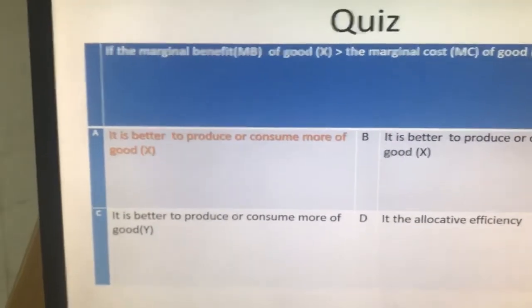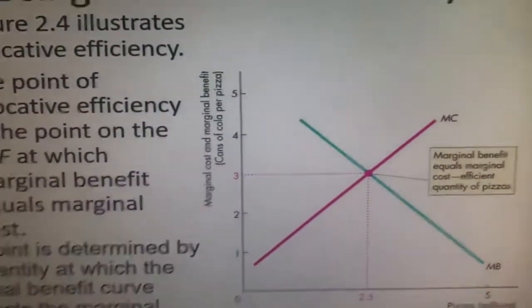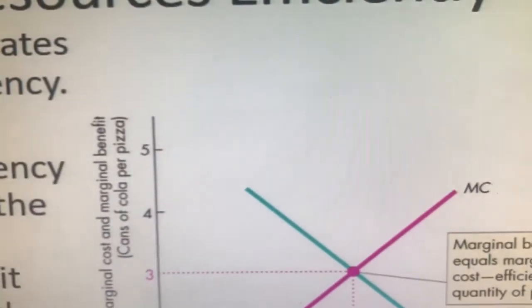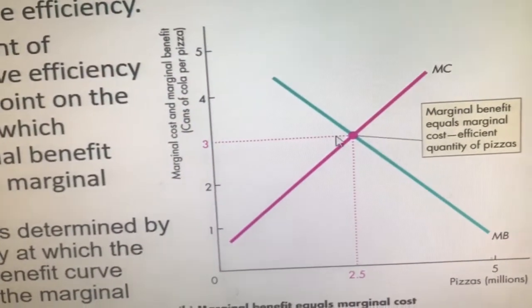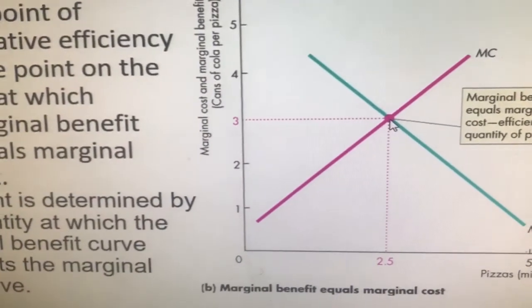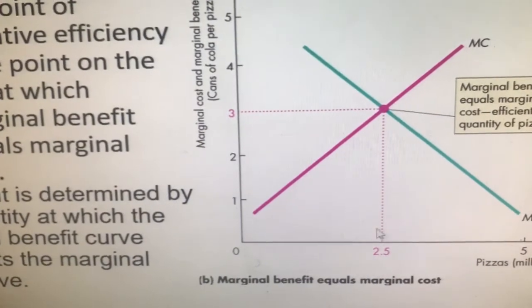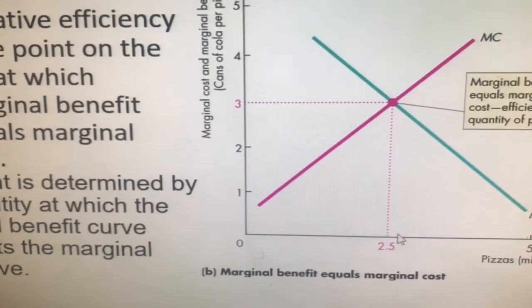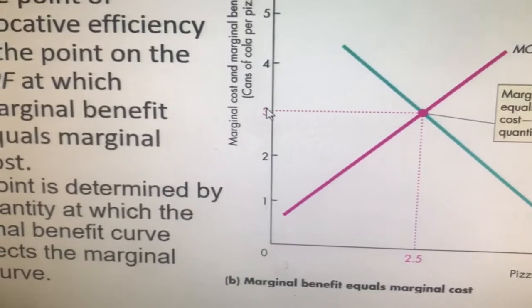This is the quiz question, and it is related to marginal benefit and marginal cost. So what happens here? This is the shape of the marginal benefit, and this is the shape of marginal cost. Where is the equilibrium? The equilibrium happens here. Here we have the equilibrium point where marginal benefit equals marginal cost. So we will produce or buy 25 units of pizza when marginal benefit equals marginal cost, equal to 3.